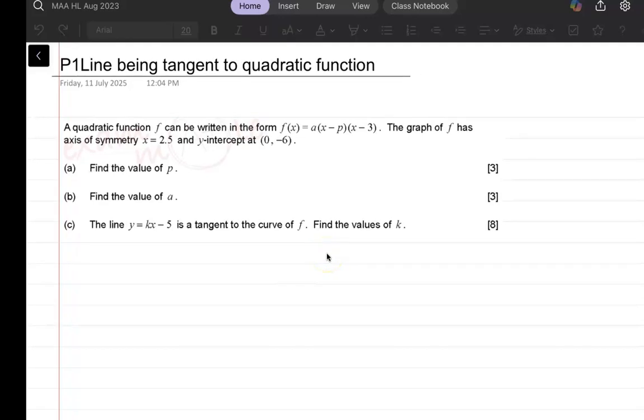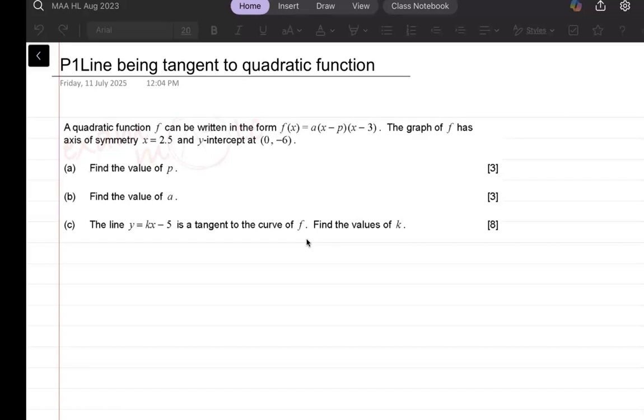This is a quadratic function, with a line being tangent to a quadratic function. So quadratic function f is written in intercept form: f(x) = a(x − p)(x − 3). The graph of f has axis of symmetry at x = 2.5 and the y-intercept is (0, −6). Find the value of p.